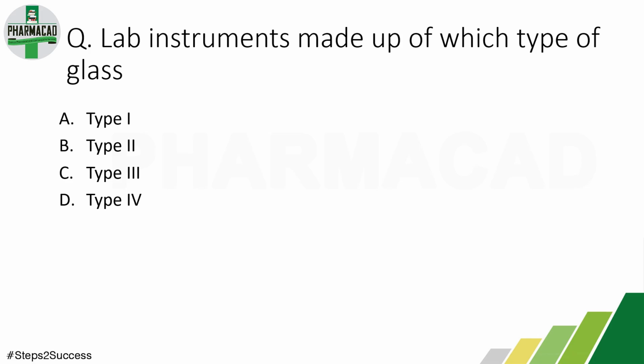Move on to the next question. Lab instruments are made up of which type of glass? Option A, type 1; option B, type 2; option C, type 3; option D, type 4. So the correct answer is option A, type 1.